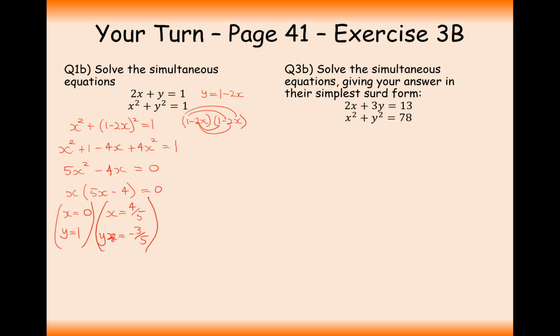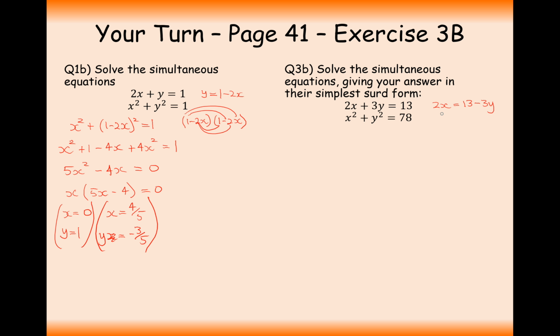Okay, the second one here is a bit more tricky. It looks like they're going to want us to simplify it in surd form, so wish me luck. Right, what I'm going to do first with this equation here is probably make 2x the subject of my formula. So 2x equals 13 minus 3y.